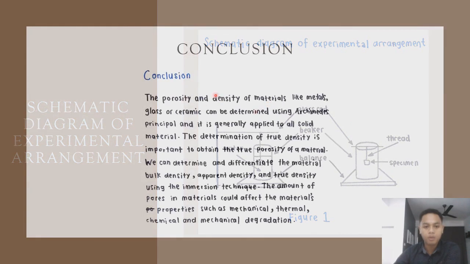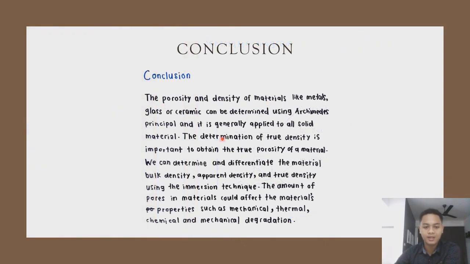Basically what this whole sentence is saying is that for materials like metals, glass, or ceramic, we can determine the porosity and density using Archimedes' principle. And generally, the porosity of a material is determined using the immersion technique that we've done in this particular experiment, and that's how you determine the porosity and density value of particular materials like metals, glass, or ceramic.